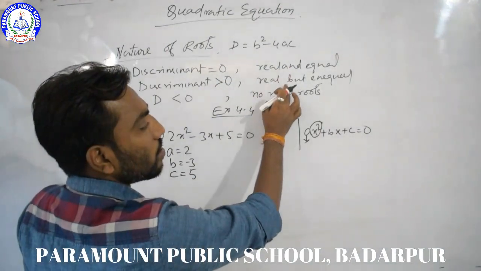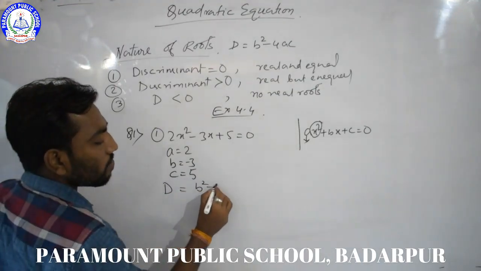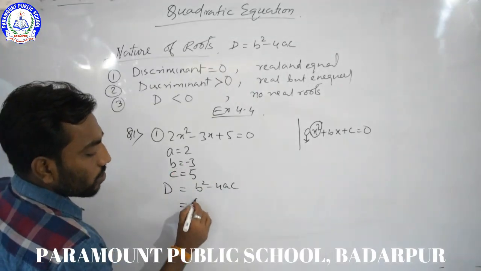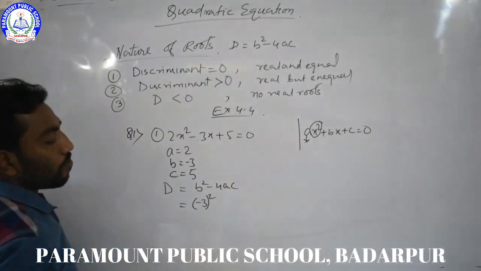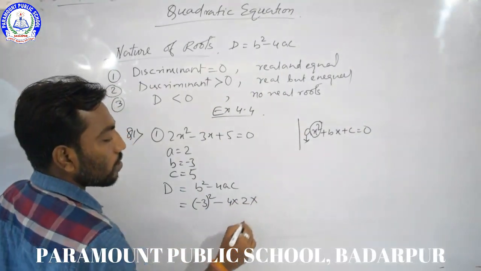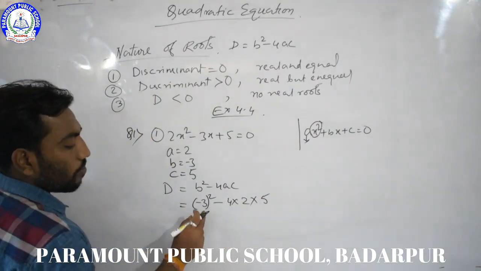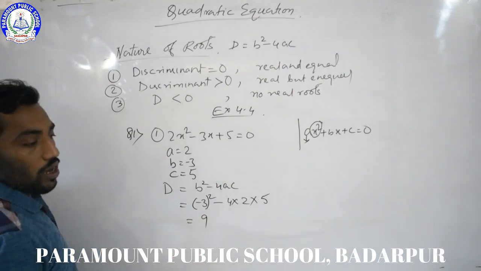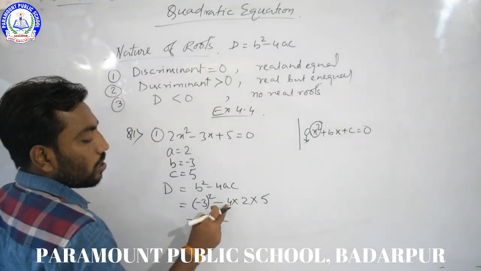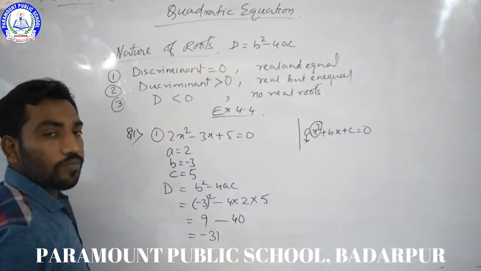Okay student? So let us find the discriminant value. Then we can determine what is the nature of the roots. Discriminant is equal to b square minus 4ac. So if I put the value of b, it is minus 3 square, minus 4 into our a value, which is 2, and our c value is 5. So 3 square is 9, and 5 into 2 is 10, 10 into 4 is 40. So our value is minus 31.